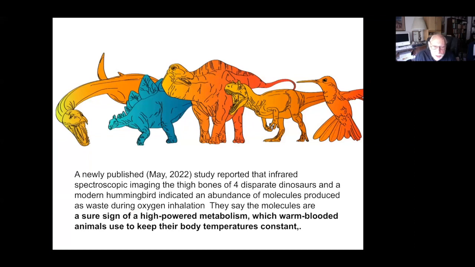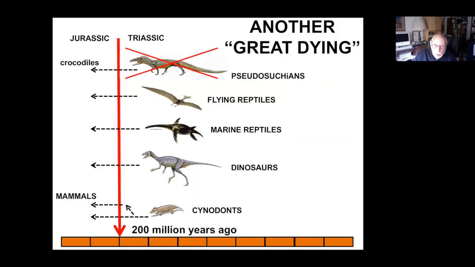A study was published in May of this year, reporting that imaging of the thigh bones of four dinosaurs of different ages and different character, and a modern hummingbird, indicated an abundance of molecules produced as waste during oxygen inhalation. They say the molecules are a sure sign of high-powered metabolism, which warm-blooded animals use to keep their bodies warm. So thinking now is that the dinosaurs may well have also been warm-blooded.